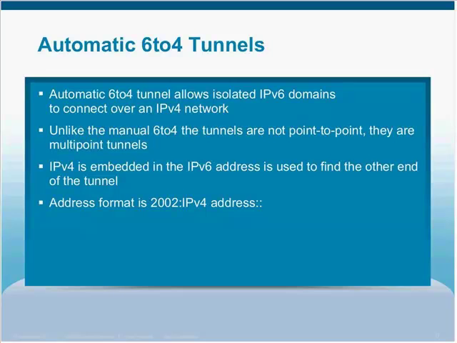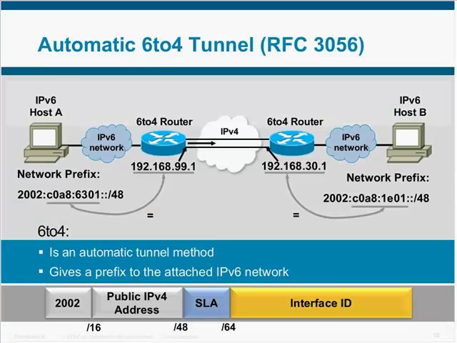Well, the answer is simple. We embed the IPv4 address in the IPv6 prefix. The address format will be the prefix 2002 followed by the 32-bit IPv4 address. So this will give us an automatic 6to4 tunnel prefix.